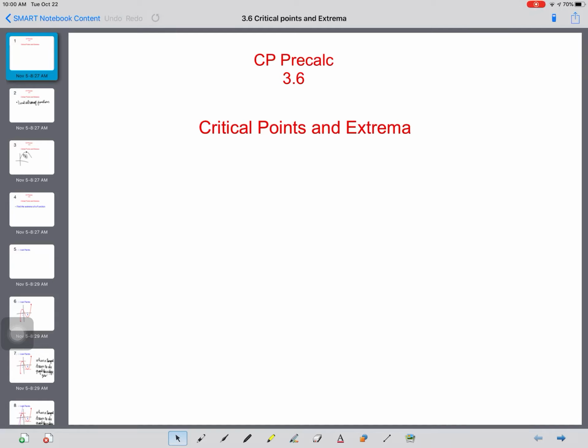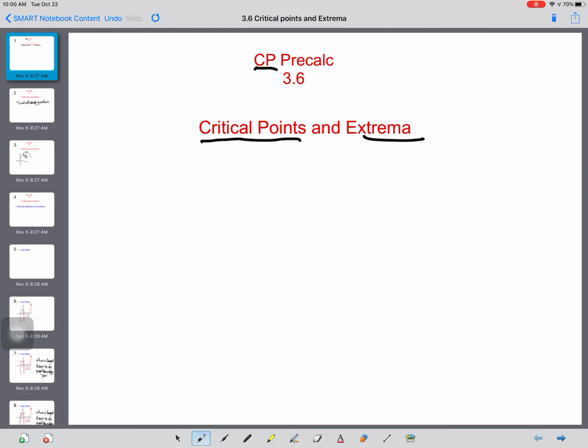Well, welcome to 3.6. These are some notes that I originally gave to a CP course, but they are the same notes out of this section. This is kind of an introduction into some calculus things that we're going to do. This is a major concept that we'll deal with in Calc next year, dealing with extreme values and critical points.